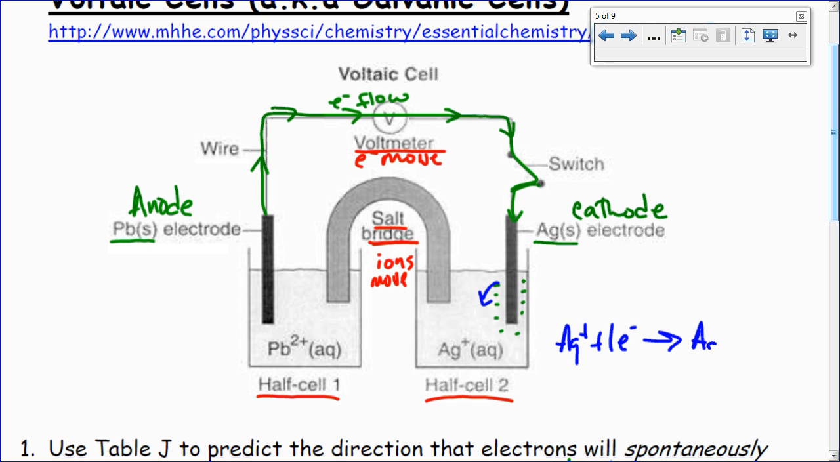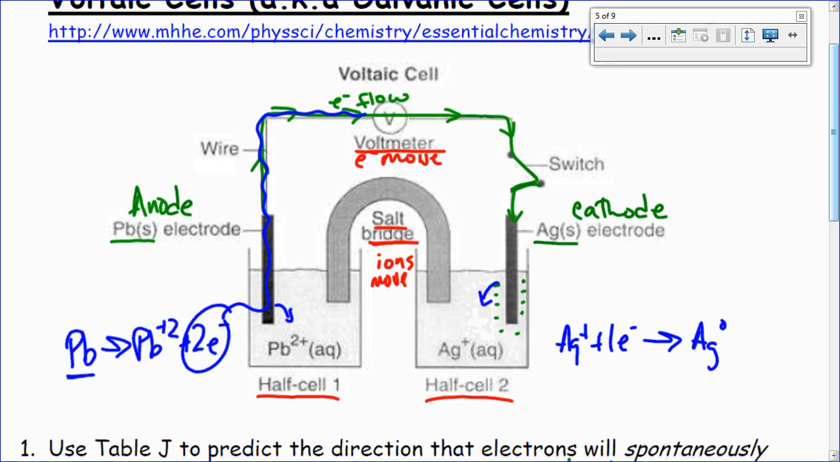become Ag silver. And on the other side we have Pb metal becoming Pb2+ plus 2 electrons. Those 2 electrons are the ones that are traveling through the wire. And this lead is the anode itself, and it becomes lead 2+. So on one side you have lead losing electrons to the wire. On the other side you have silver ions gaining electrons from the wire.